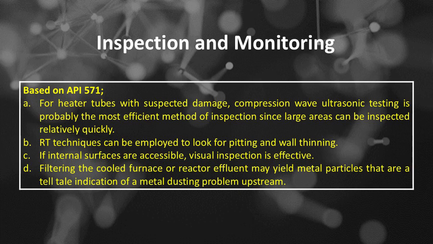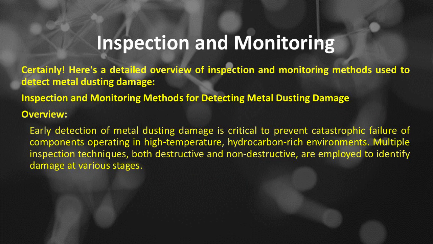Number B. RT techniques can be employed to look for pitting and wall thinning. Number C. If internal surfaces are accessible, visual inspection is effective. Number D. Filtering the cooled furnace or reactor effluent may yield metal particles that are a telltale indication of a metal dusting problem upstream.